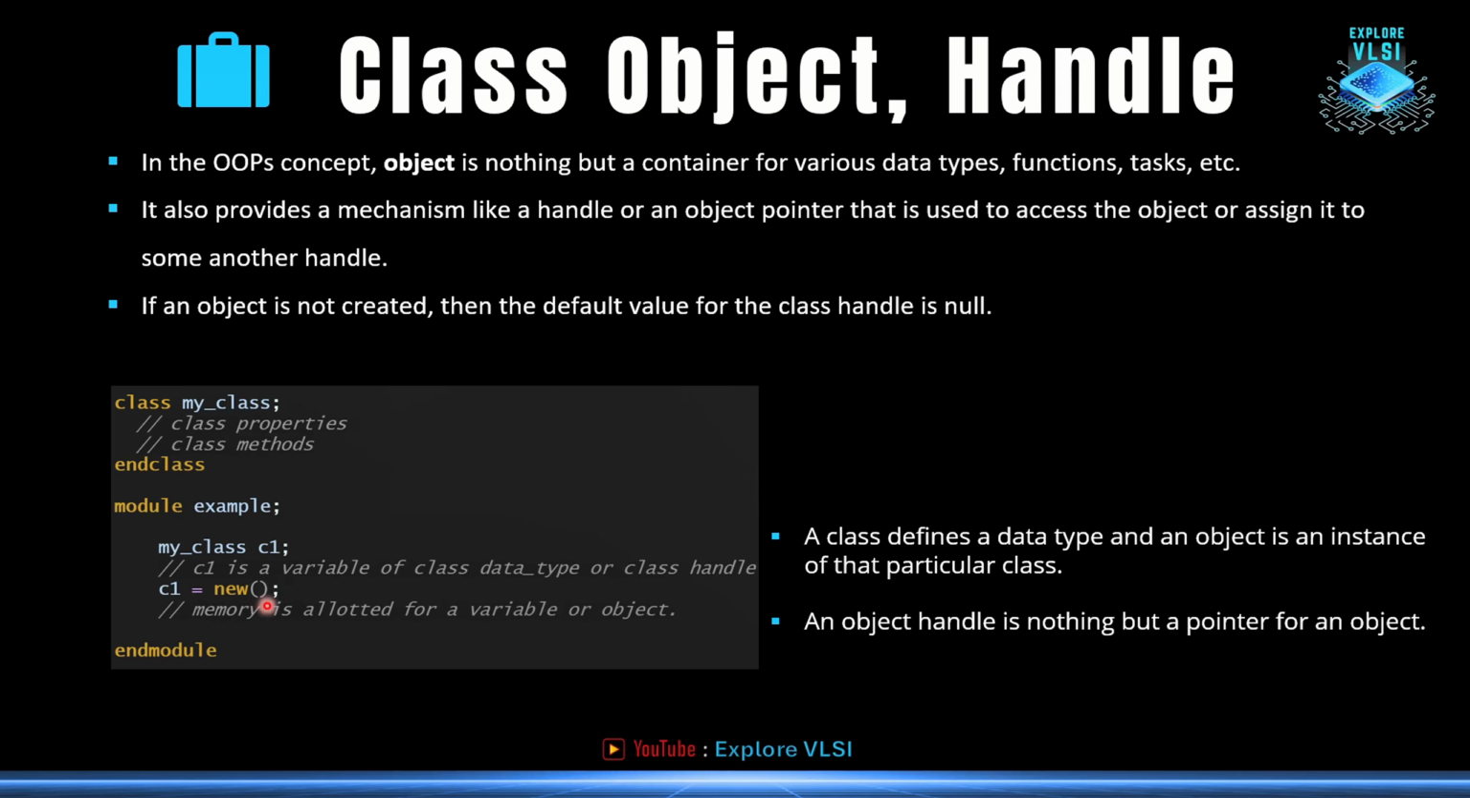C1 is equal to new is an object creation where this class object is going to be created and the memory will be allocated. Now through this C1 I can access the properties and methods of my class. So this is how the object of the class will be created by declaring a handle to it. Now let's understand how actually we can access the class properties and methods.